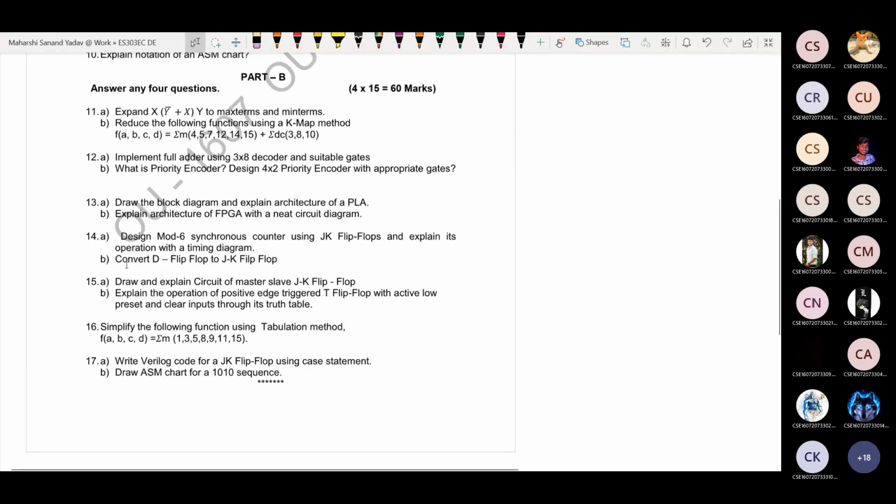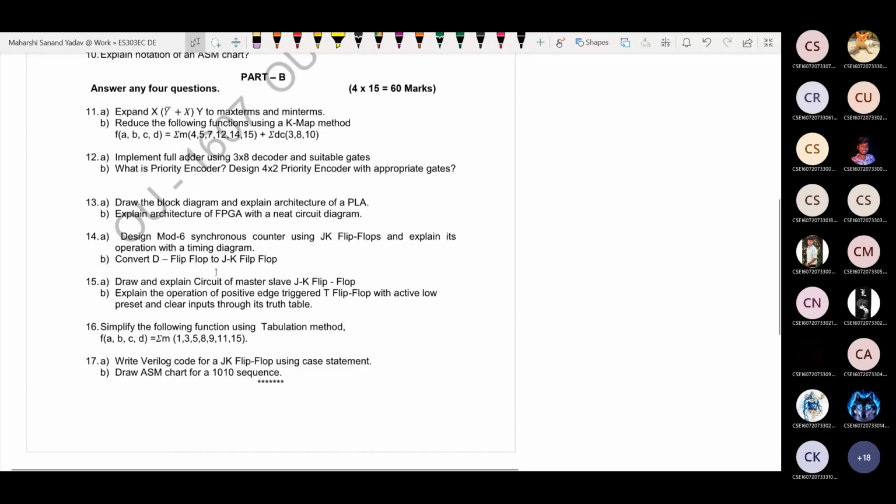14A and 14B. Is it covered? 14B, yes sir. And what about this one? 15B. Explain the operation of positive edge trigger D flip-flop with active low preset and clear. So 15B is not covered for A section.